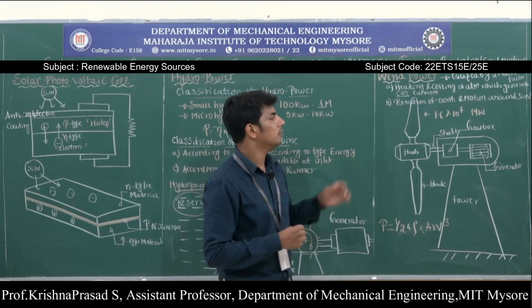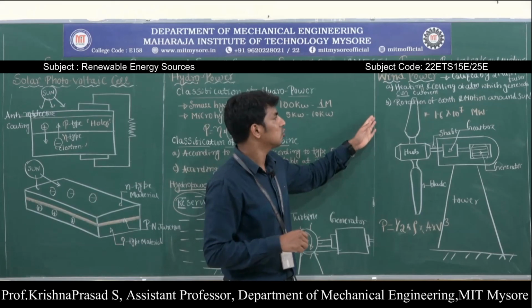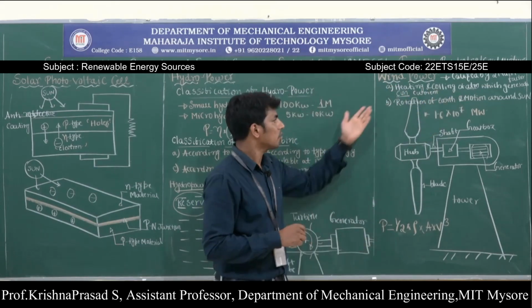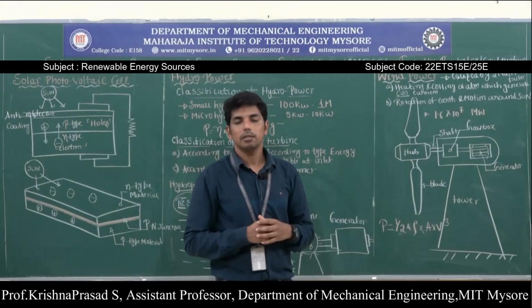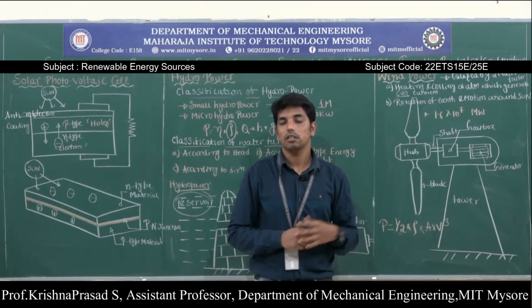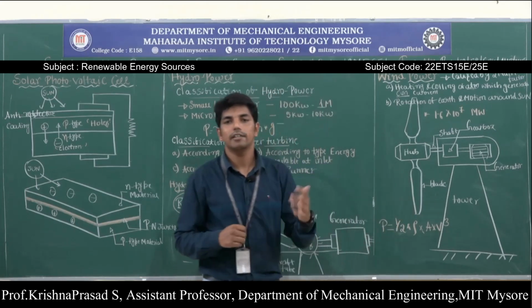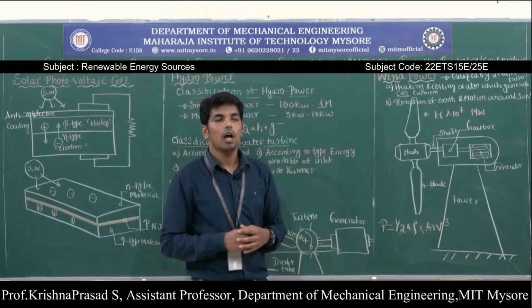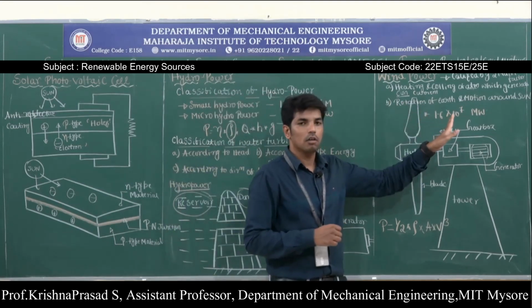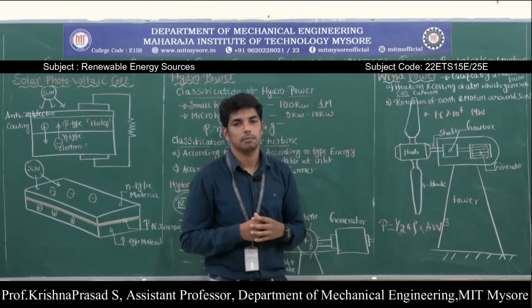Winds are caused by two main factors. The first one is heating and cooling of the atmosphere, which generates convection currents. That means the heating is obtained due to the absorption of solar energy. That's why wind energy is called an indirect source of solar energy. And wind is also obtained because of the rotation of the earth and its orbit around the sun.